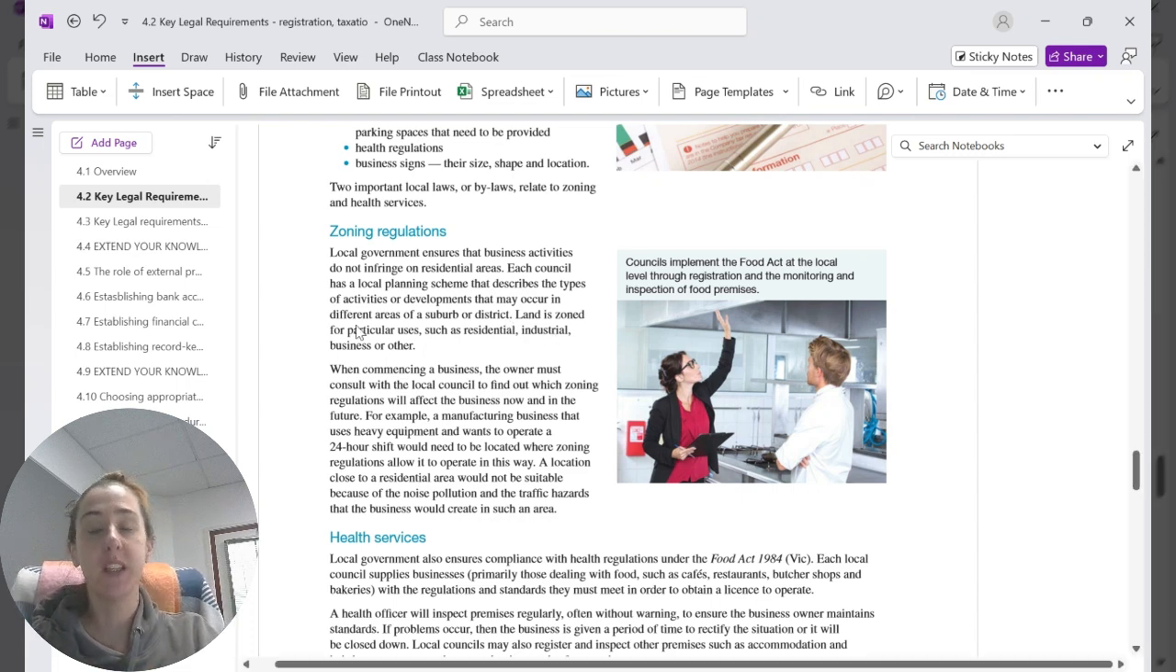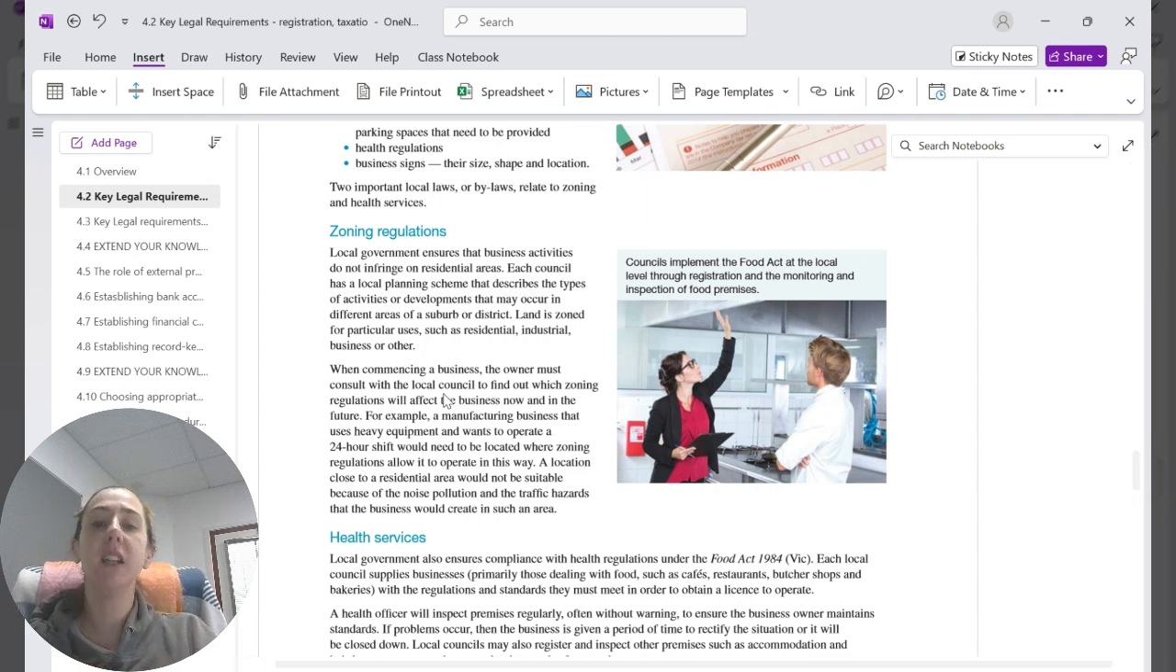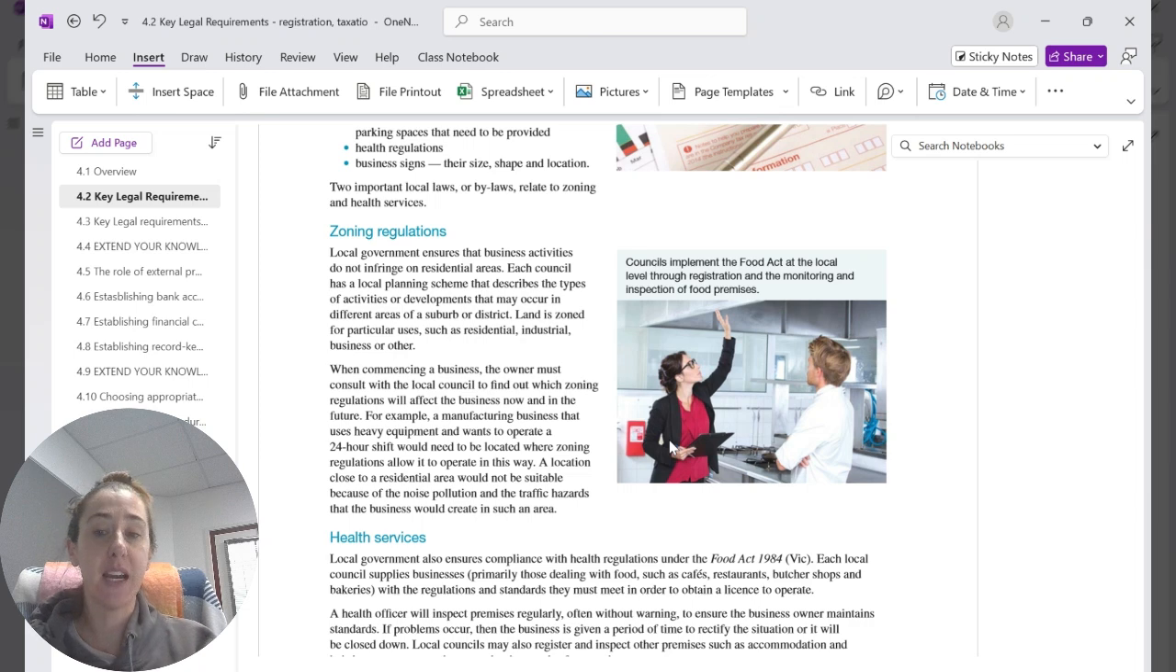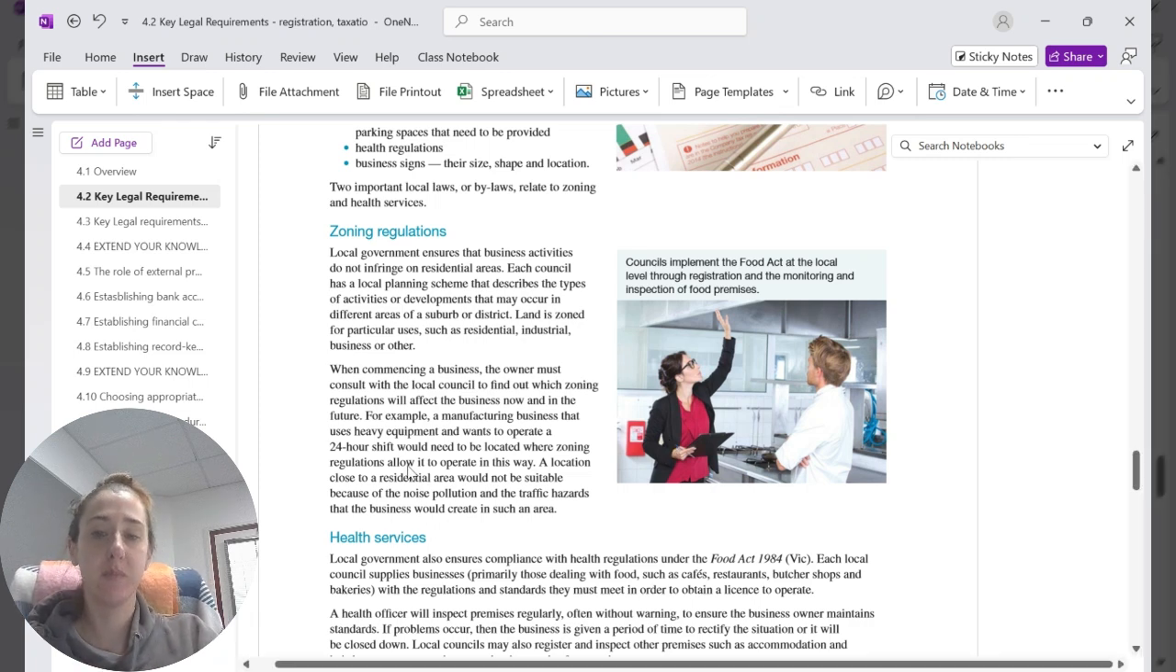So land is zoned for particular uses like residential, industrial, business, or other. So when you commence a business, you have to consult with the local council to find out what zoning is actually impacting on the business and into the future. So a manufacturing business that uses heavy equipment and wants to operate for a 24-hour shift has to be located where zoning regulations would allow that. If you're operating in a residential area, it is very unlikely that that is going to be permitted, and you could run into some challenges with that. So it's important to check where your business location is zoned.